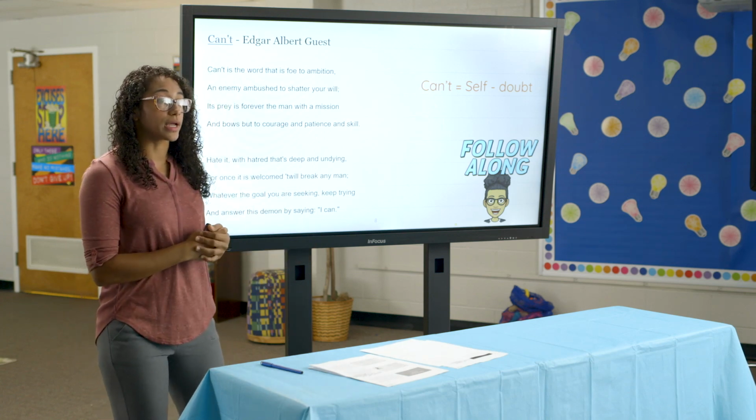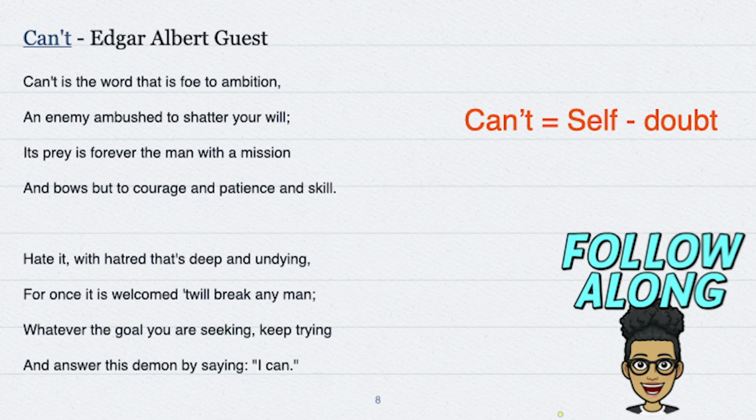Can't by Edgar Albert Guest. Can't is the word that is foe to ambition, an enemy ambush to shatter your will. Its prey is forever the man with a mission, and bows but to courage and patience and skill. Hate it with hatred that's deep and undying. For once it is welcome, 'twill break any man. Whatever the goal you are seeking, keep trying and answer this demon by saying, I can.